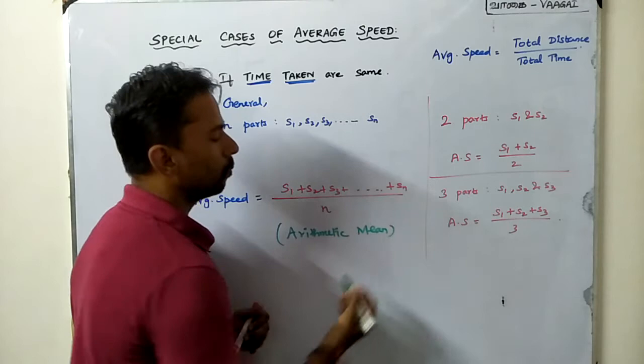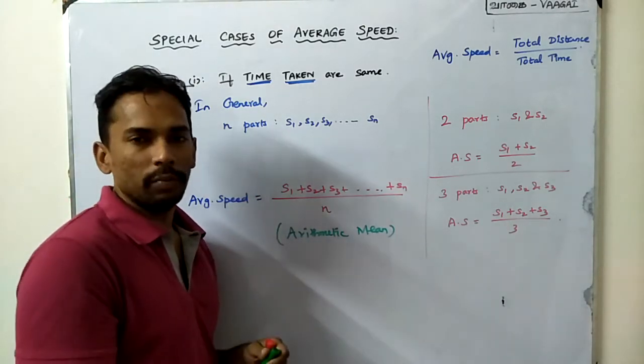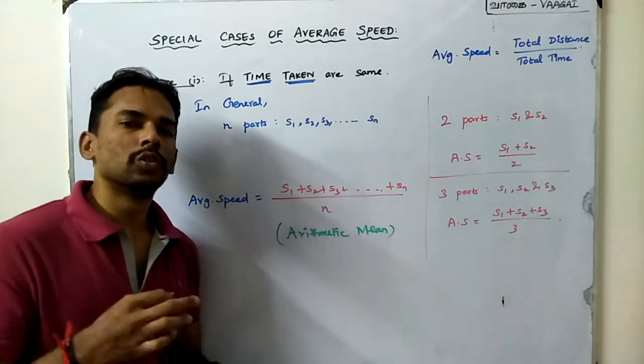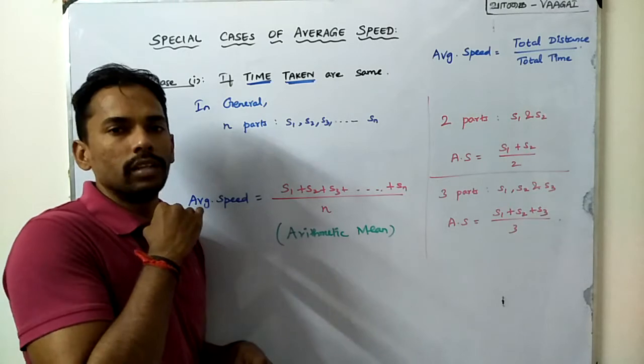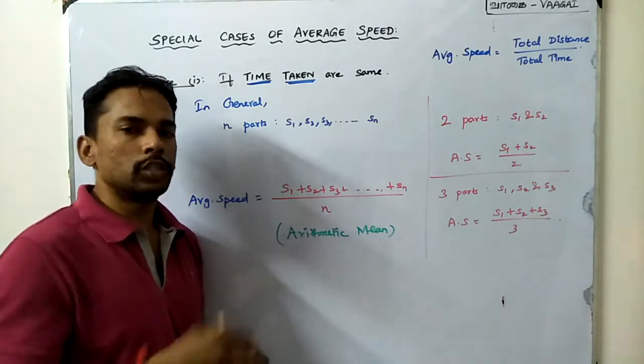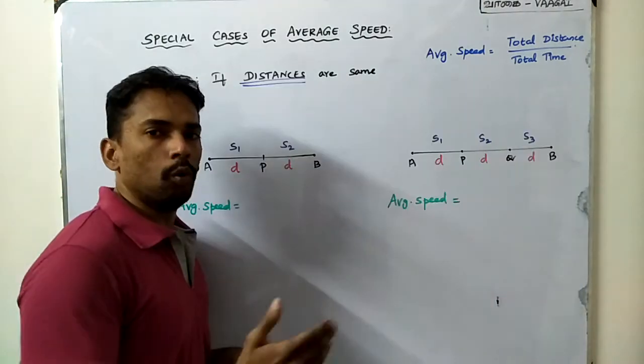So you may now remember what arithmetic mean is. Arithmetic mean is nothing but the sum of all elements divided by the total number of elements. You should remember this very carefully. If the time taken is the same, then the average speed will be nothing but the arithmetic mean of all the speeds. Let us now move on to the second case.